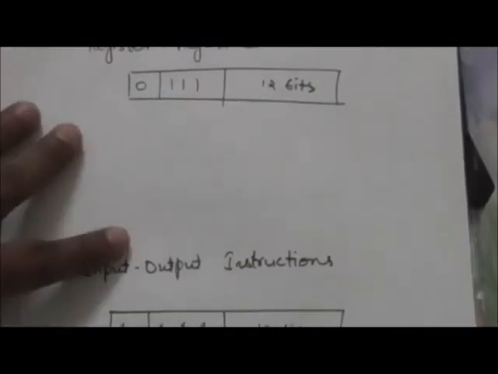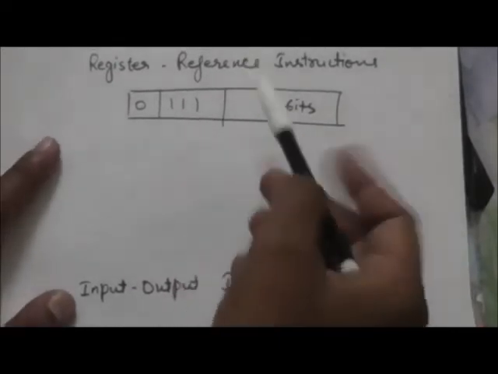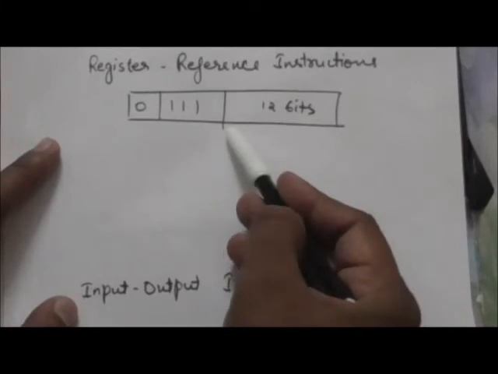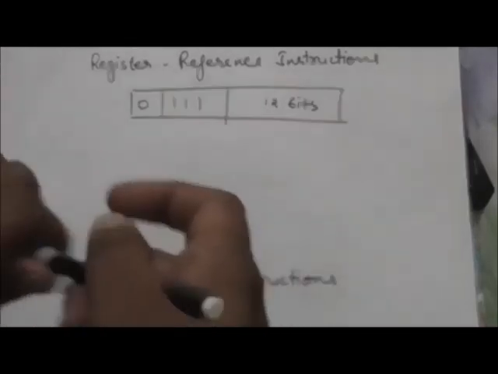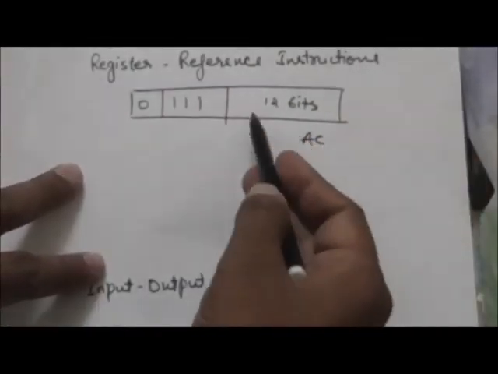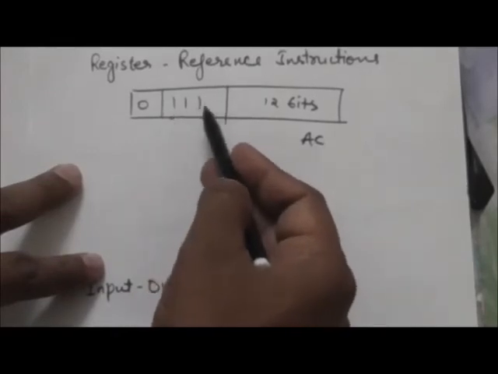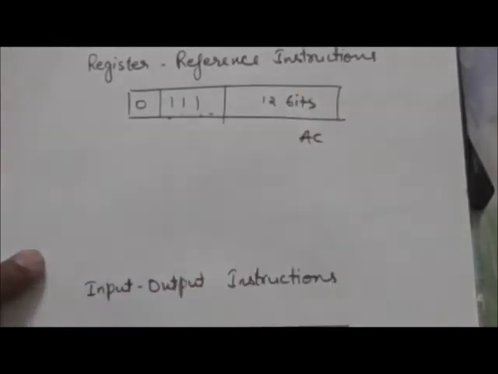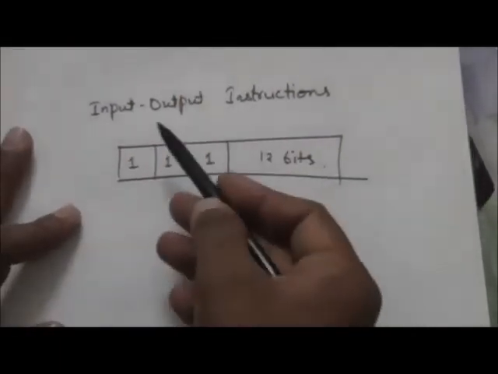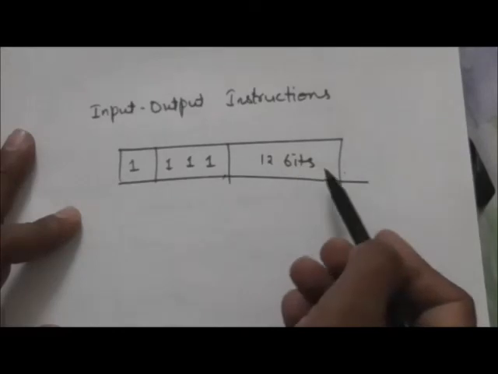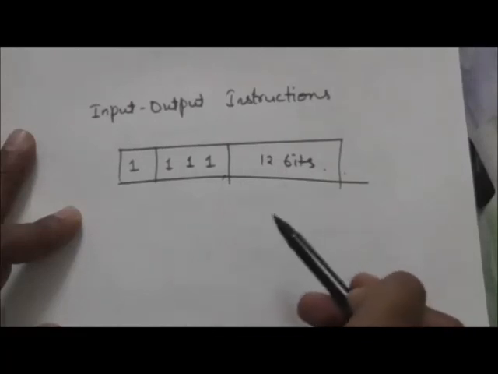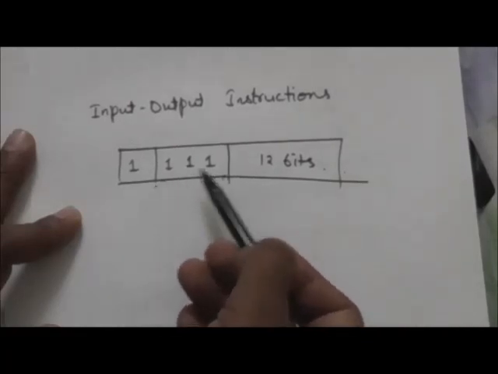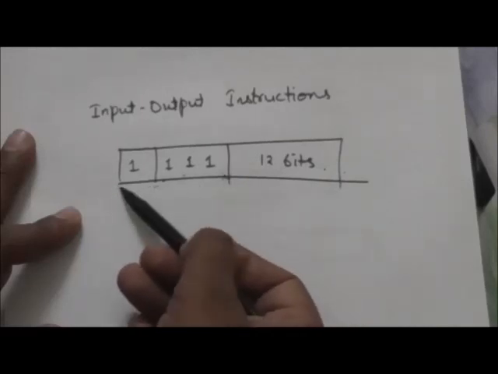Now, second is register reference instructions. These rightmost 12 bits in register reference instructions specify some operation or test of the accumulator register, and these next 3 bits should be 1, 1, 1 and the leftmost bit should be 0. Similarly, in case of input output instructions, these rightmost 12 bits specify some input output operation or some test which is to be performed, and then these next 3 bits should be 1, 1, 1 and the leftmost bit should be 1.